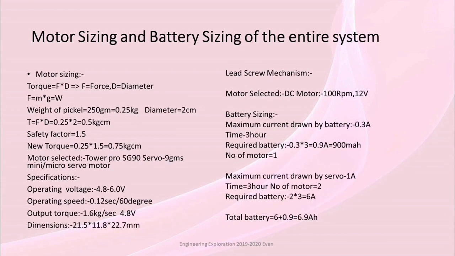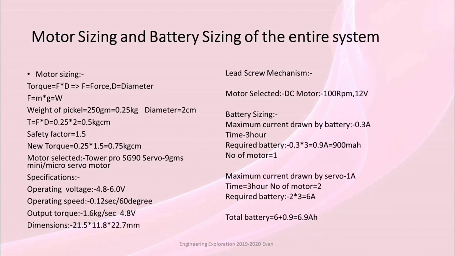Now let's see about battery sizing. The maximum current drawn by the motor is 0.3 amperes, and our machine will require at least 3 hours of working time. So the required battery would be 0.3 times 3, that is current drawn times time, which gives 0.9 ampere hour, or 900 milliampere hour. We are using only one motor, so the number of motors is 1.